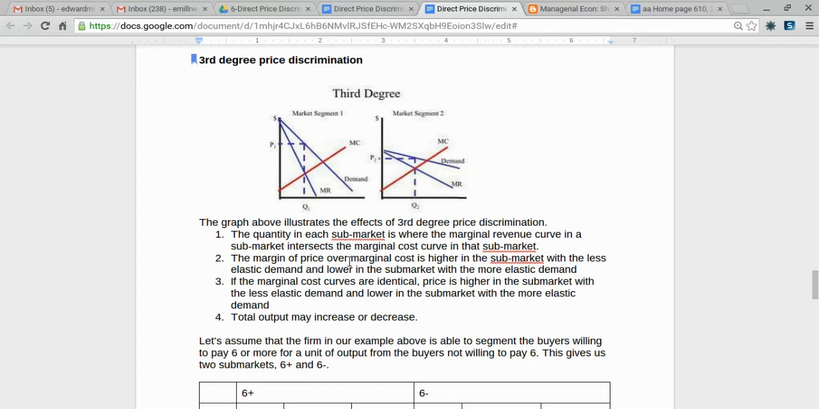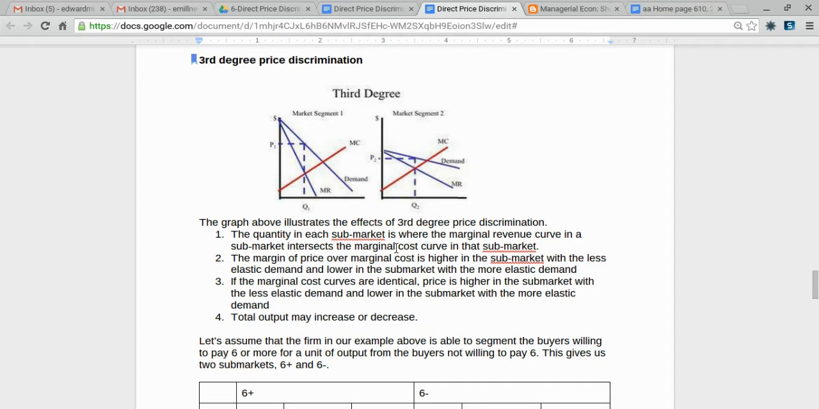With some analysis, we can show that the margin of price over marginal cost is higher in the submarket with the less elastic demand, that's submarket 1, and the margin is lower in the submarket where the demand is more elastic. So at this quantity, the demand in submarket 1 is less elastic than submarket 2 is at quantity 2. Therefore, submarket 1 has a higher margin of price over marginal cost, and submarket 2 has a lower margin of price over marginal cost.